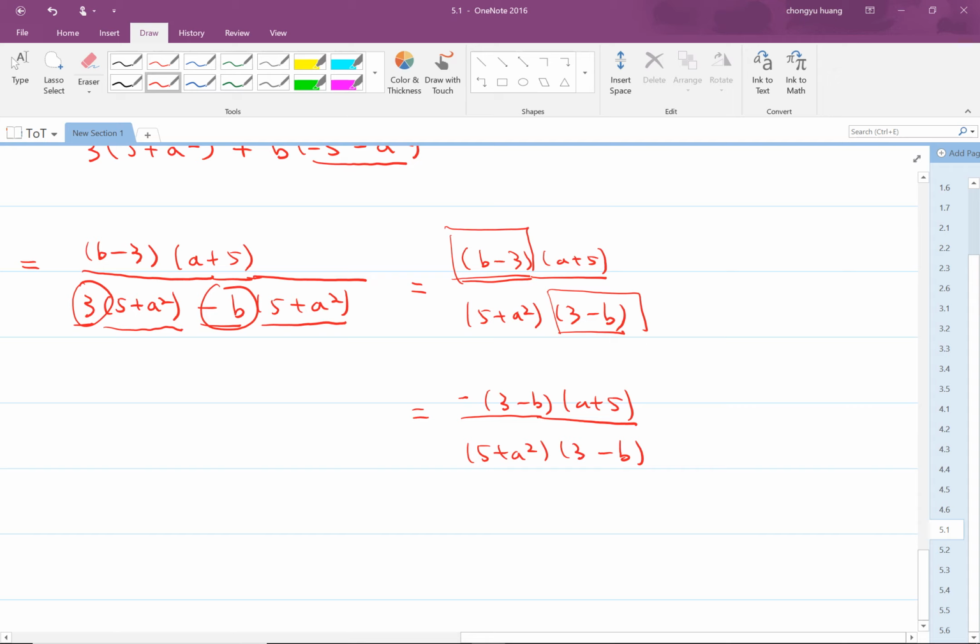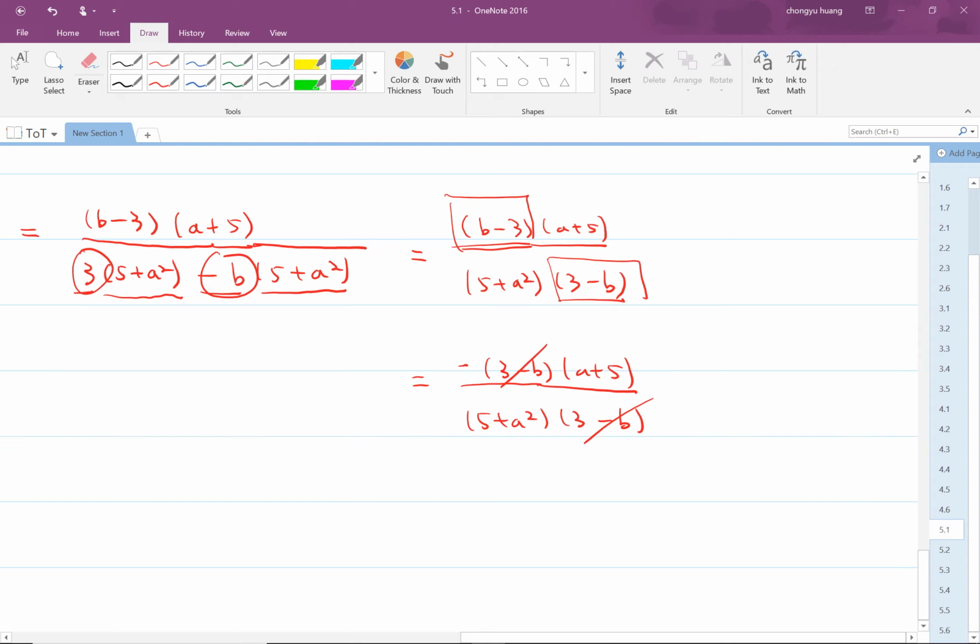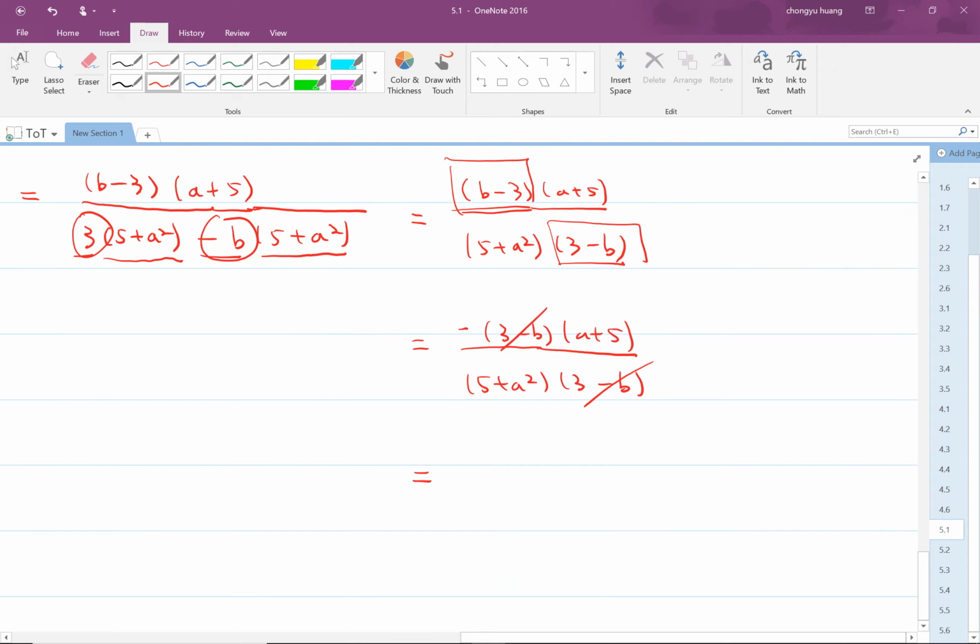Now we can cancel those two terms, and the answer will be left as a plus 5 and a squared plus 5. Let me write a little more clearly: a plus 5, a squared plus 5. So the final solution here will be negative a plus 5 over a squared plus 5.